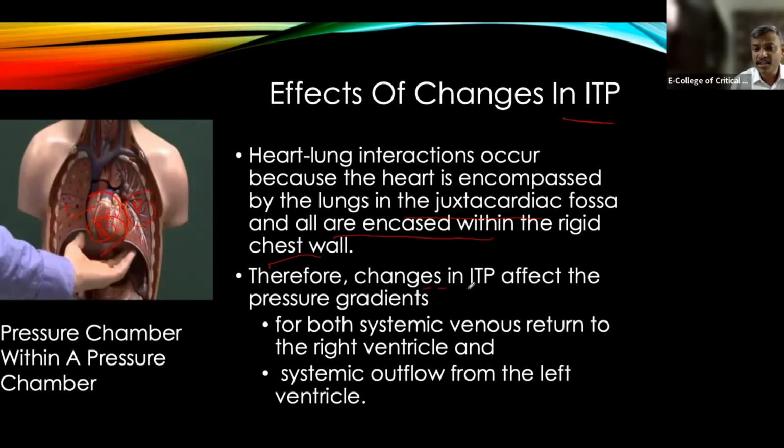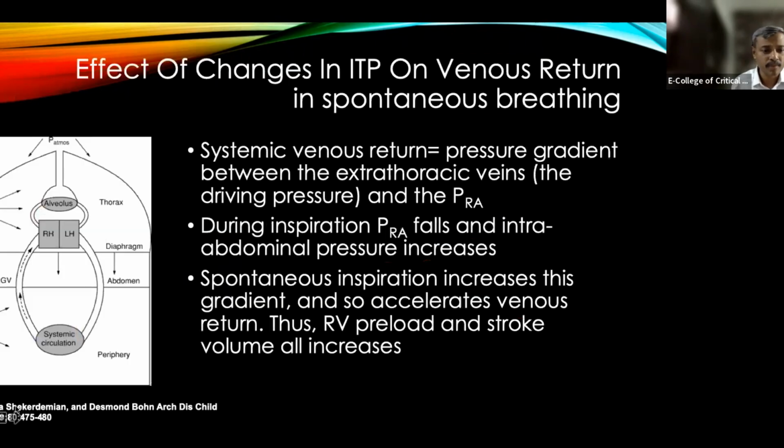Therefore, changes in the intrathoracic pressure affect the pressure gradient. How? You have to understand this. It affects both systemic venous return to the right ventricle and systemic outflow from the left ventricle. Basically, I am talking about right ventricular input and left ventricular output. We will discuss this. This is very interesting. You may feel difficulty understanding a few points here, but I will give more time if you are not able to understand.